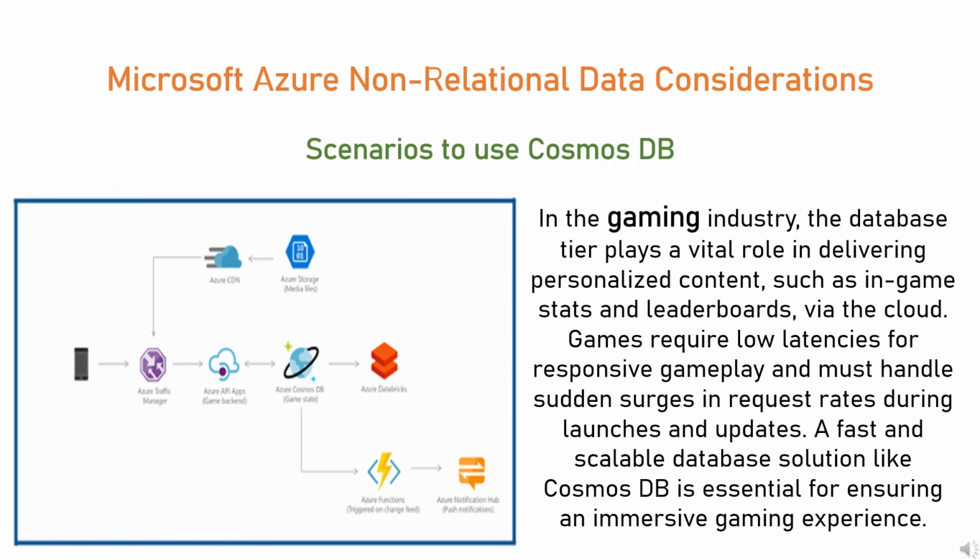In the gaming industry, the database tier plays a vital role in delivering personalized content, such as in-game stats and leaderboards via the cloud. Games require low latencies for responsive gameplay and must handle sudden surges in request rates during launches and updates. A fast and scalable database solution like Cosmos DB is essential for ensuring an immersive gaming experience.